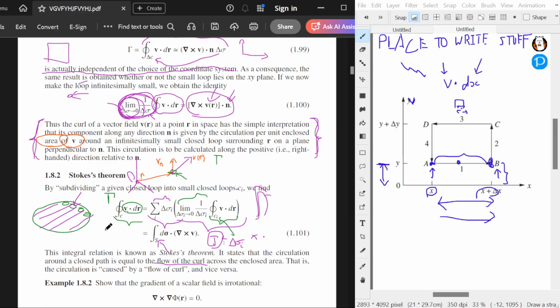Circulation is caused by a flow of curl. What? It's known as Stokes' theorem. It states that the circulation around a closed path is equal to the flow of the curl across the enclosed area.